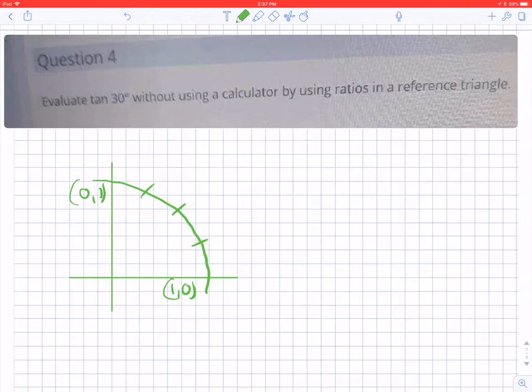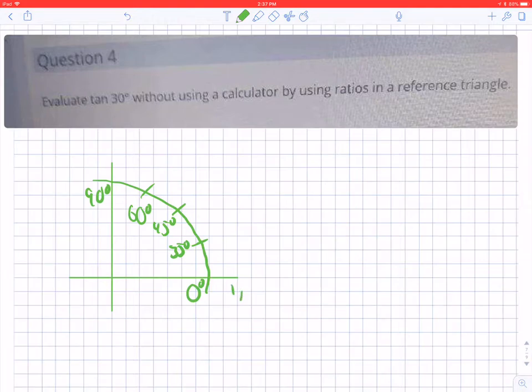Let's back up. This is 0 degrees. This is my 90 degrees. This is my 45 degrees. This is my 30 degrees. And this is my 60 degrees. Then you can easily convert these to radians. I just always do it in degrees.